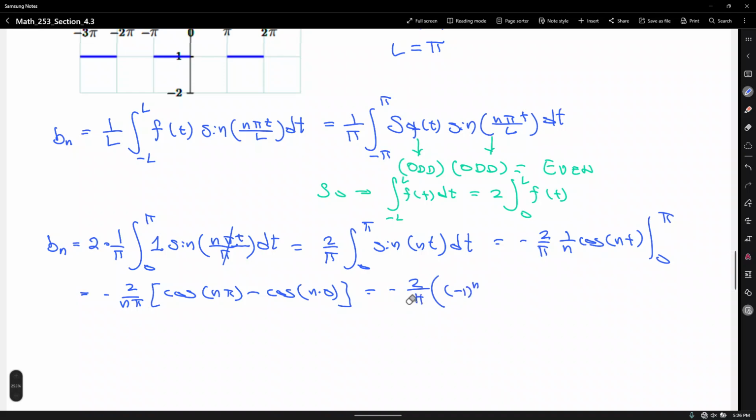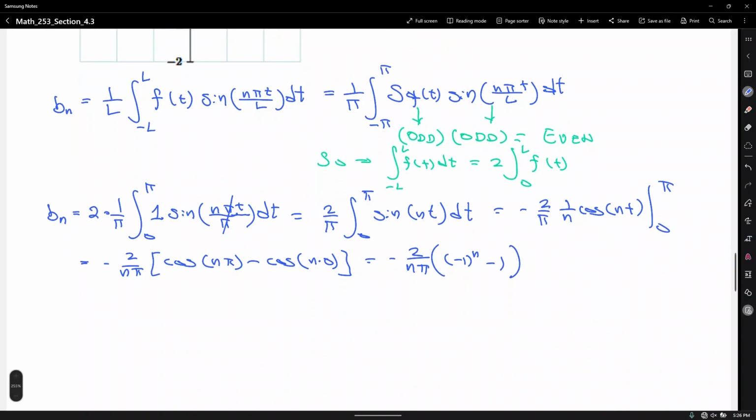And in this case, n pi. And what is cosine of n times 0? That's the same as saying cosine of 0, which is 1, right? Okay. And what do we do with this? Actually, I'm going to use the negative sign right here to reverse the order of the terms. 2 over n pi times 1 minus negative 1 to the n. All right. And that'll be the coefficient b sub n.